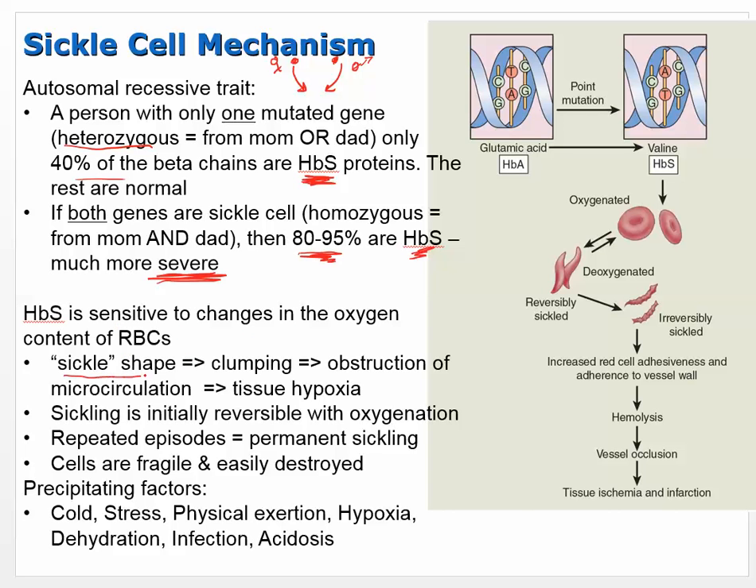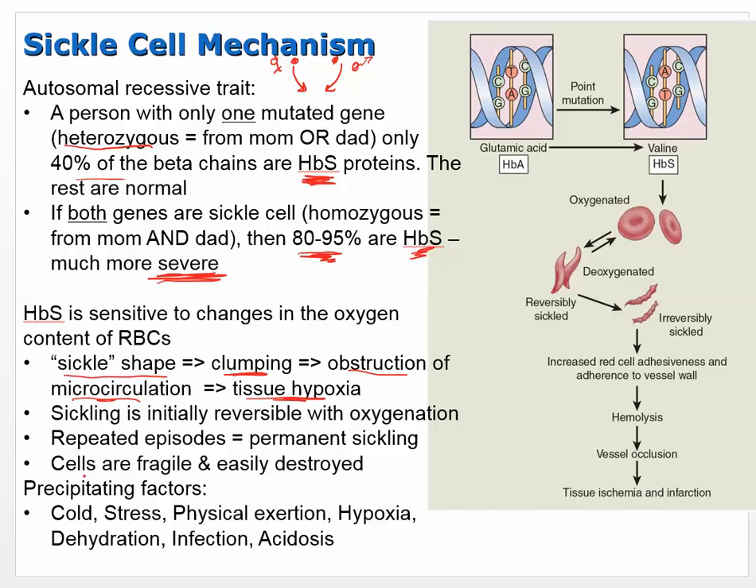All right, so as I said, HbS is sensitive to changes in the oxygen content of red blood cells. They form the sickle shape, which causes clumping, which can cause obstruction of microcirculation and tissue hypoxia. So this ischemia, or blocking, means you can't get oxygen there, and that can ultimately lead to an infarction. Infarction means that you have tissue damage. Sickling can be initially reversible with oxygenation. For some reason that is limited; after a while it just stays sickled, and there is no reversing it.